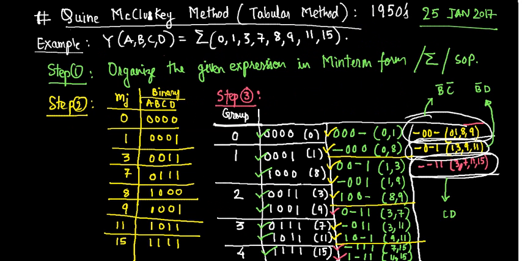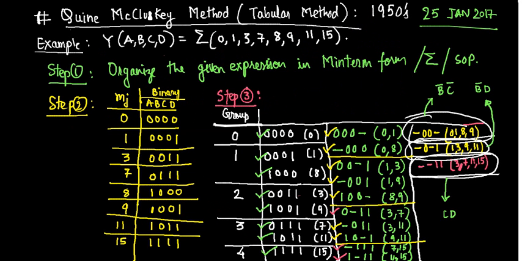Now you need to form the groups such that all these min terms are covered. In group 0 only one min term is there. In group 1 there may be 1 or 8, just because they have an equal number of ones. Number of ones is 1. We form a group with 3 and 9 because they have 2 number of ones, and so on.